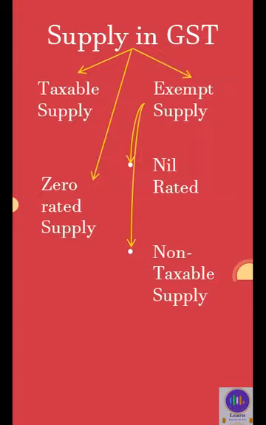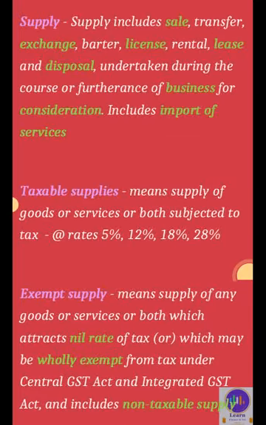What is supply and why does it matter? Supply can be a sale, a transfer, a barter, exchange, even importing services in the normal course of business for a consideration. First, GST applies to a supply. Whether GST is charged depends on which category that supply falls into. That decides whether tax appears on your invoice, whether business can claim input tax credit, and whether exports get special treatment.